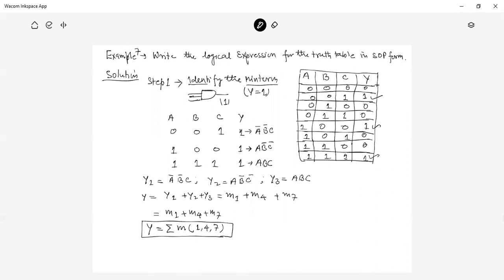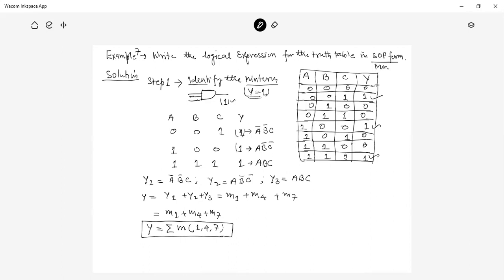Example 7 is here. Write the logical expression for the truth table in SOP form. SOP form means min term. Min term means we have to select the high, 1, 1. So identify the min terms, that is where the output is high, Y is 1. There are 3 rows, that is the second, and then 1, 2, 3, 4, 5, and 7. So 5 and 7, these are the 3 terms corresponding to high.